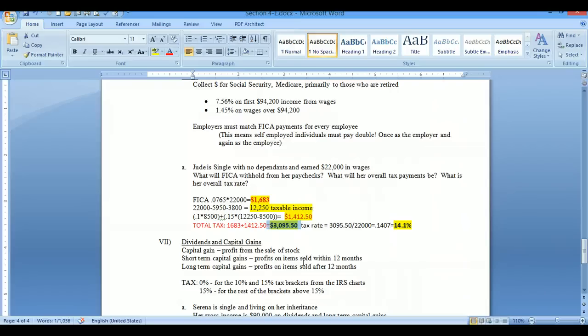Now the last question is, what is her overall tax rate? So if I have all of the money she paid in taxes divided by all of the money she earned, I take $3,095 divided by the $22,000 she earned, which gives us 0.14, or 14.1%, as her overall tax rate.